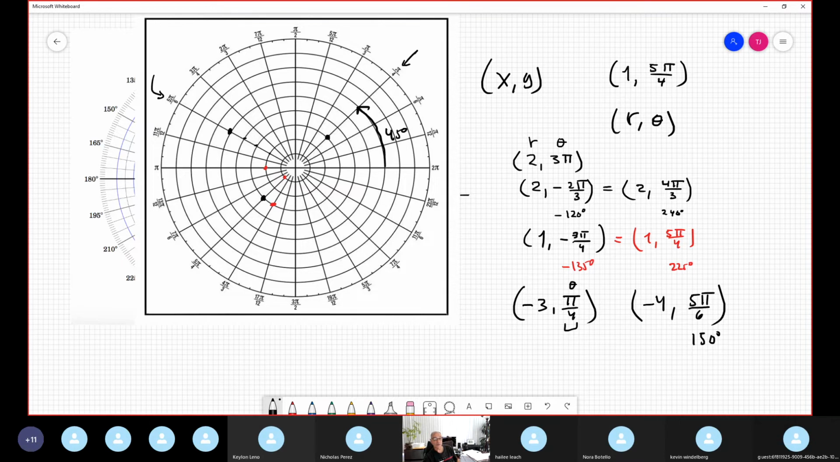But when it is negative 4, it is in the opposite direction. The opposite direction is here. It's 1, 2, 3, 4 over there. This is that point. Do you follow me?